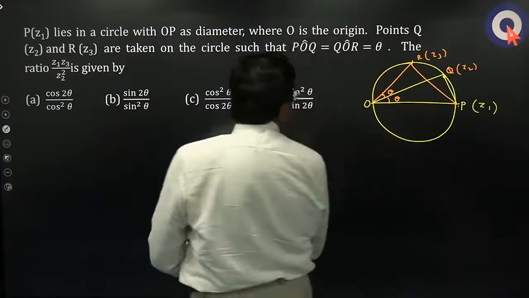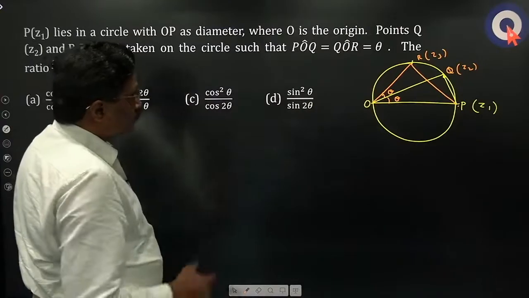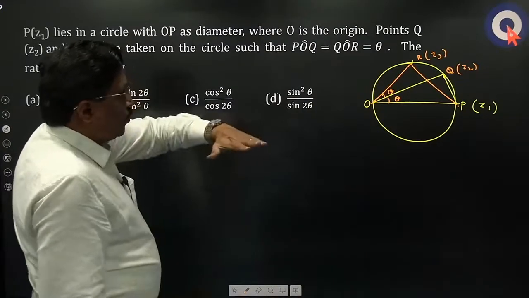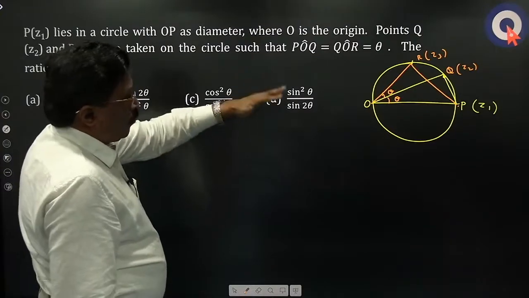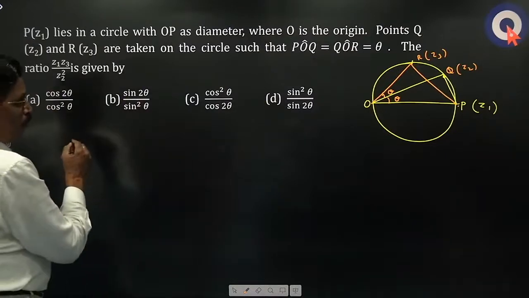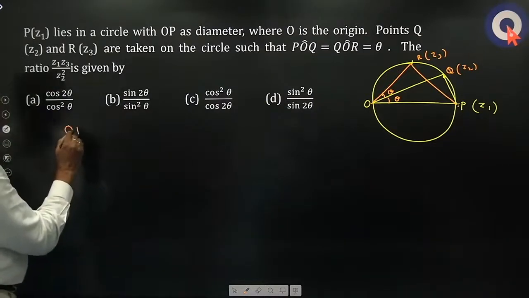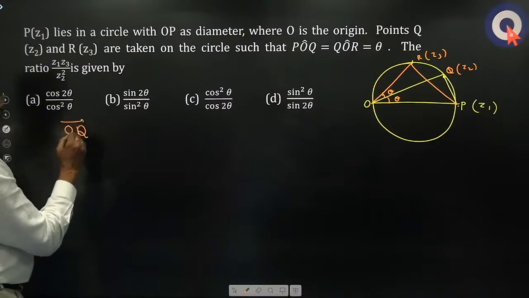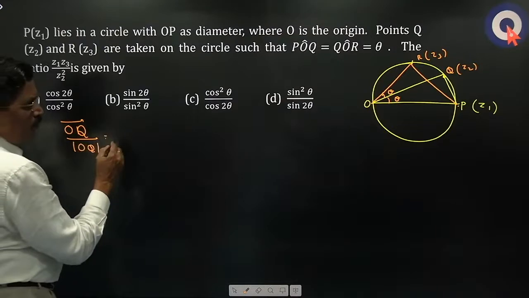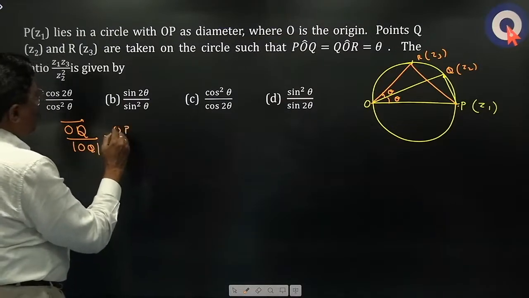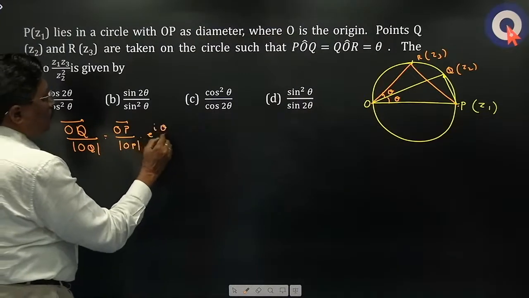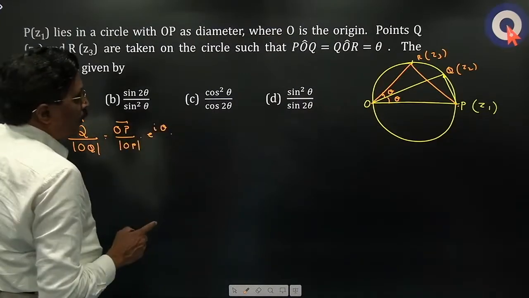We will use the rotation concept. So here the vector OP is rotated in the anticlockwise sense to make it coincide with OQ. So the final position is OQ. So the final position in the unimodular form is equal to the initial vector in the unimodular form into e power i theta. Right.